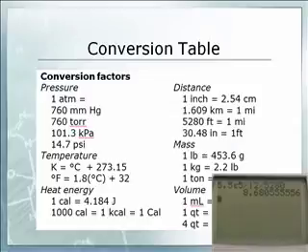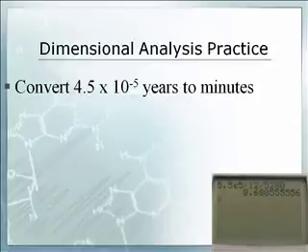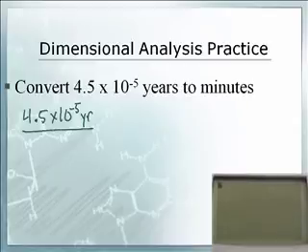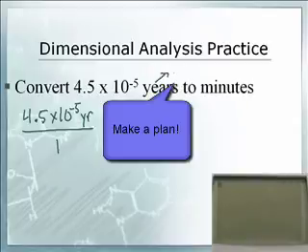All right, now let's do a nasty one. How about years to minutes? 4.5 times 10 to the minus 5th years over 1, and I want to convert that to minutes. Now I need to plan here. So I need to go from years to, I'll probably go to days, days to hours, and then hours to minutes. So this is going to have an additional fraction.